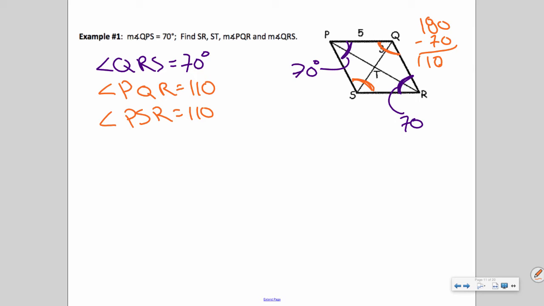And the only other thing that I can find out is that if PQ up here is 5, I know SR has to be the same length, so SR has to be 5. So a lot of this is just filling in what you know.